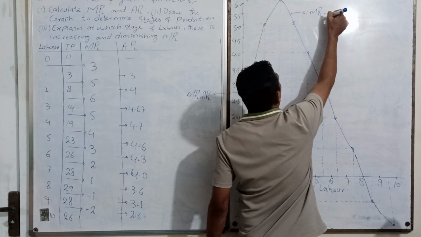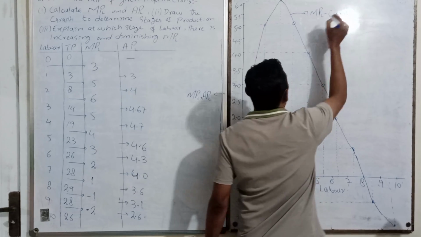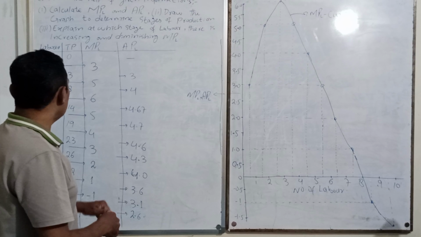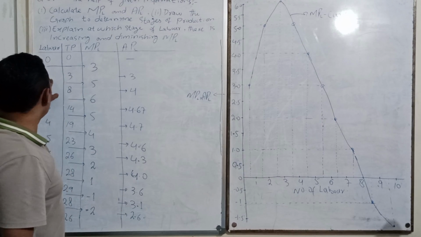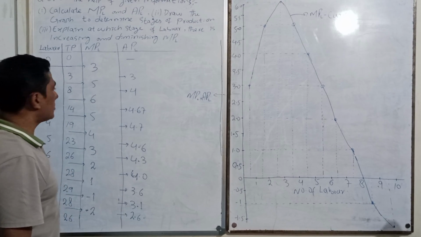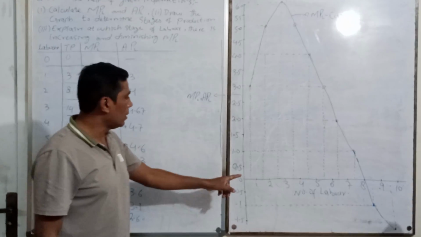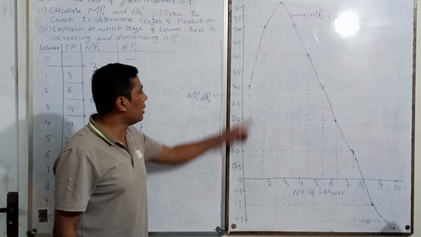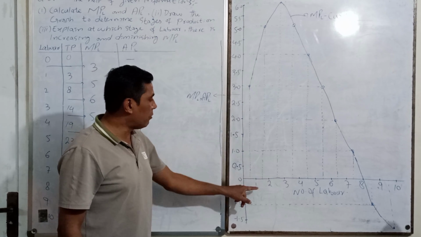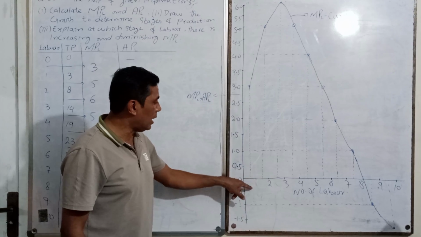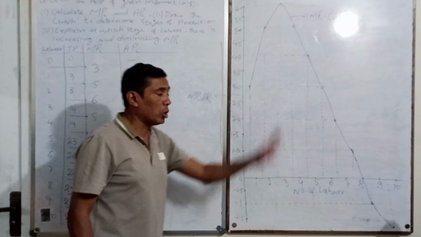MPL curve. Now I have to plot the average product curve. The average product curve is plotted against each unit of labor, not the middle of labor. Remember, for marginal product we plot the middle values of labor. Average product is plotted against each unit of labor, against 1, 2, 3, 4, and so on.